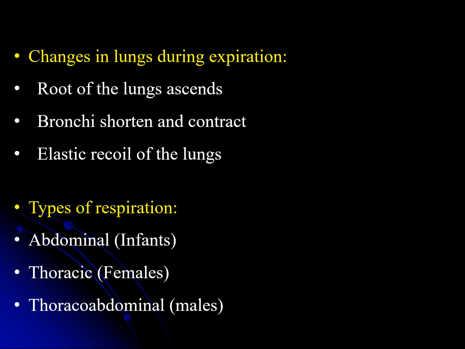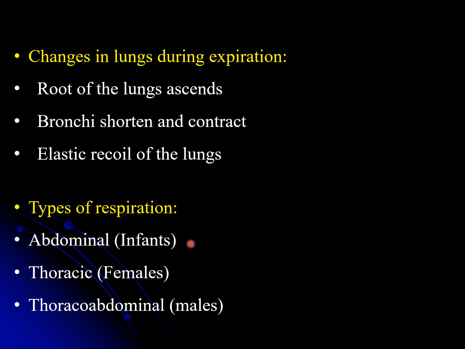Okay, now forceful expiration. The changes which are taking place during expiration are: root of the lungs ascends, bronchi shorten and contract, and elastic recoiling of the lung tissue occurs. These are the changes which are taking place in the lungs. Regarding the type of respiration, we divide respiration into three types. It can be abdominal, thoracic, or thoracoabdominal. Abdominal is in children and infants, thoracic is mainly in females, and thoracoabdominal in males.